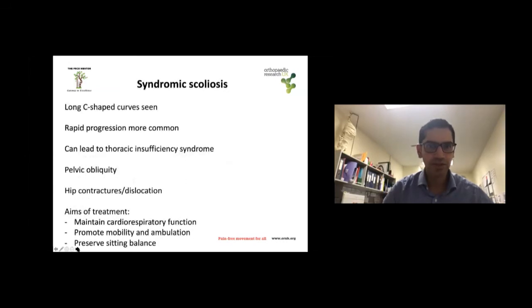With regards to syndromic scoliosis, they generally tend to have long C-shaped curves, with rapid progression being more common, which can lead to thoracic insufficiency syndrome. Pelvic obliquity is more common, associated with hip contractures and dislocation. The aims of treatment are to maintain cardiorespiratory function, promote mobility and ambulation, and preserve sitting balance.